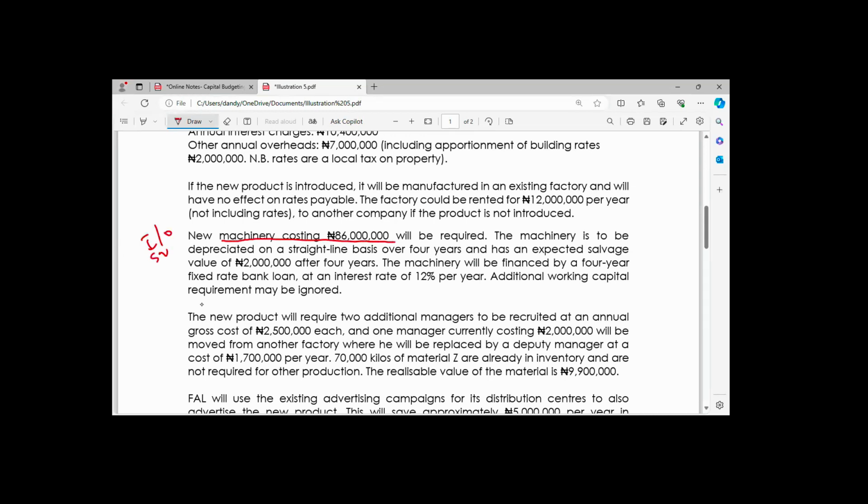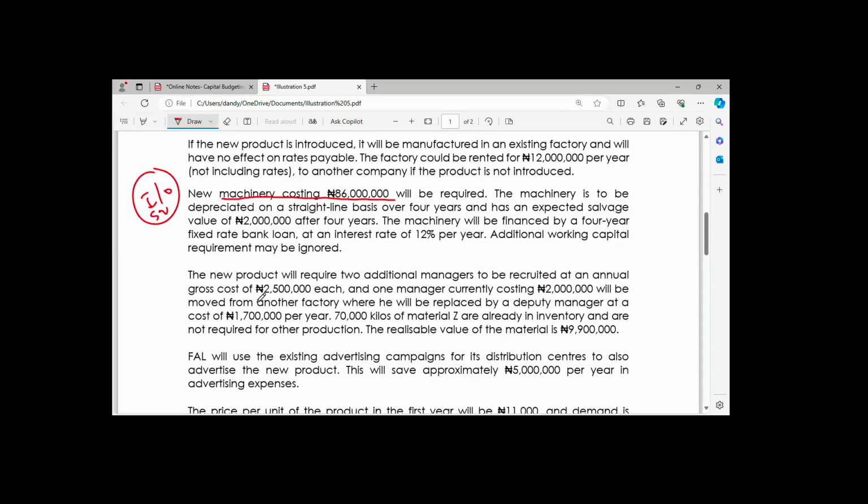The machinery will be financed by a 4-year fixed rate bank loan at an interest rate of 12% per year. So I can see cost of borrowing to be 12%. I don't need cost of borrowing to calculate my internal rate of return. Additional working capital requirement may be ignored. So those are the 2 relevant pieces of information I need in that paragraph. Move on.